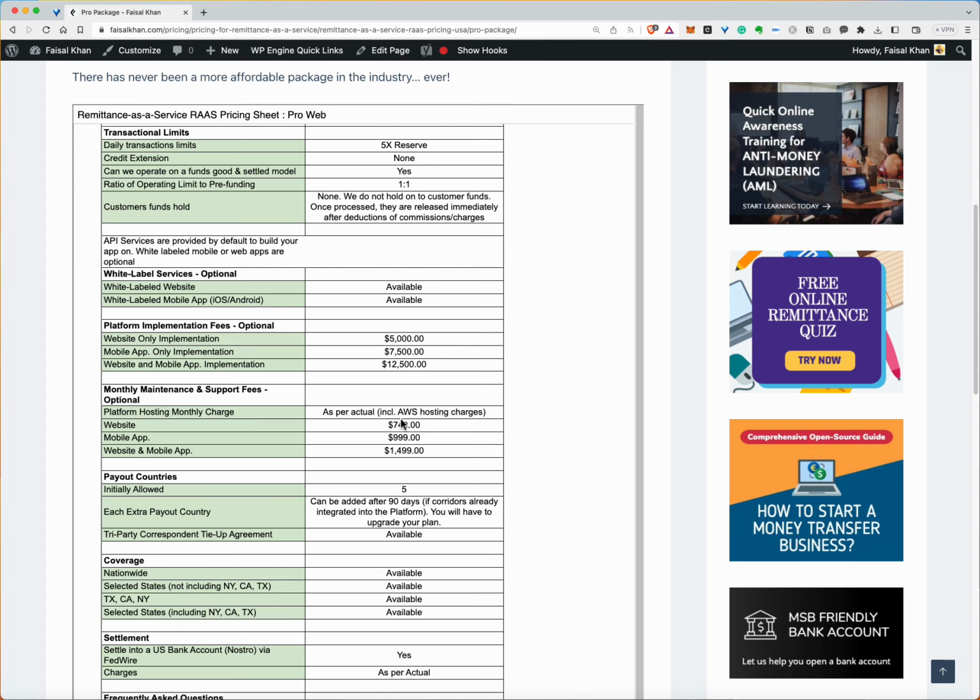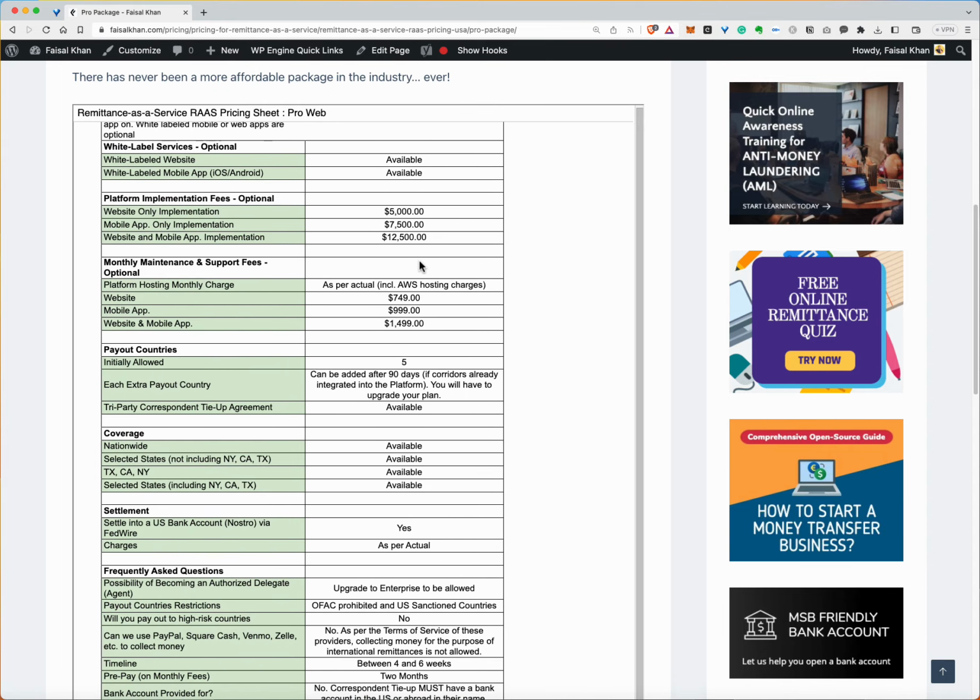The platform hosting charge will be from AWS, Amazon Web Services. As per actuals, the website is hosted, and what they would charge for is $749 a month. If you want the mobile app, it's $999 a month. If you want both of them, it's $1,499 a month. This is in addition to what you're already paying.